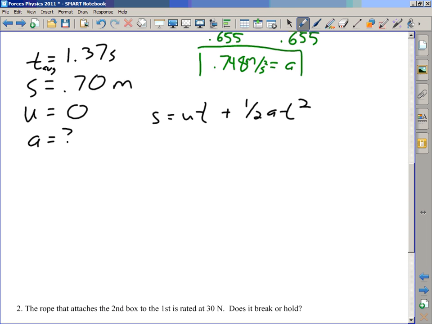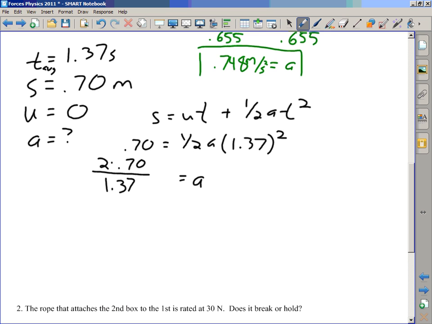Okay. So here's kind of our favorite kinematic equation. S equals UT plus 1/2 AT squared, with S being 0.70. What's U here? 0. What happens to UT? Gone. Don't even have to worry about it. S equals 1/2 A times 1.37 squared. A is going to equal 2 times 0.70 divided by 1.37 squared. What do you get for A?